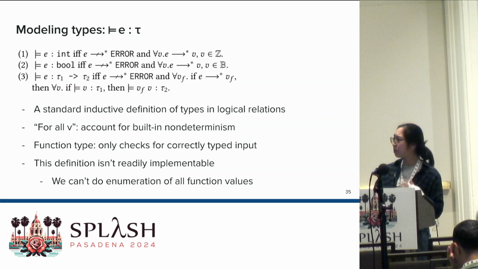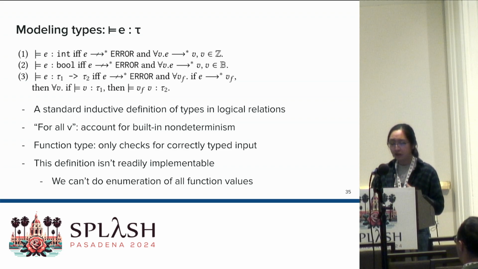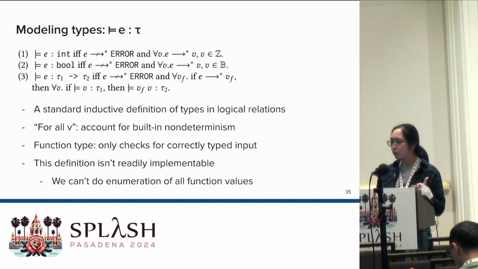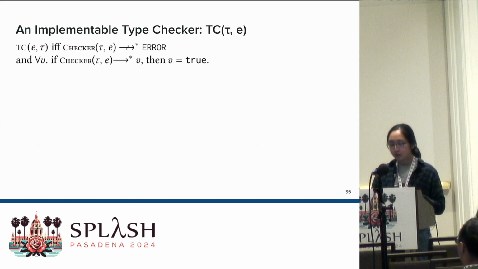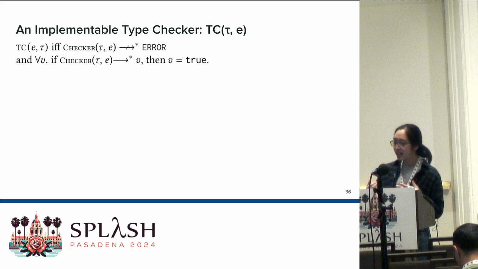But this particular model isn't readily implementable. For higher order function types, we cannot write an implementation that enumerates all possible function inputs. And as such, we need a more practical definition that can actually be implemented. So here's the second definition, TC, and TC defines how type checking actually works in our language. An expression has type tau if and only if the call to a checker function doesn't evaluate to error, and if it does evaluate to a value, the value has to be true.